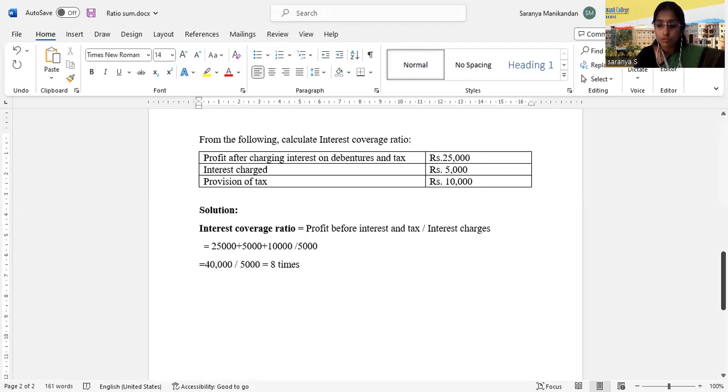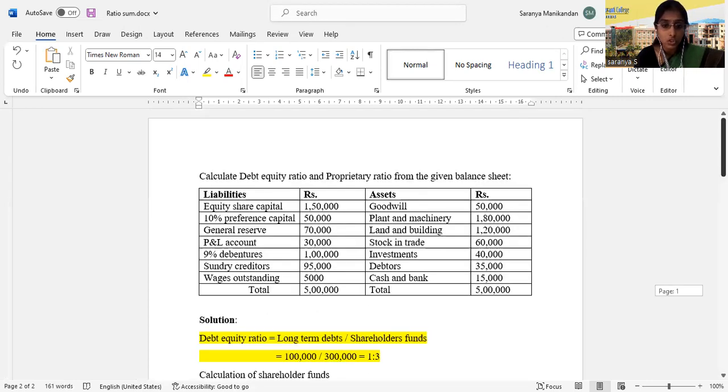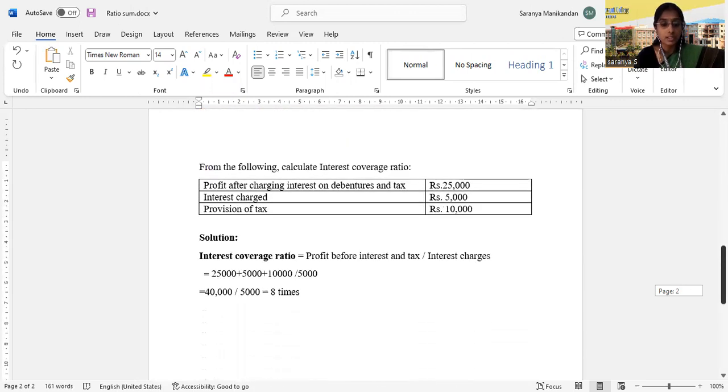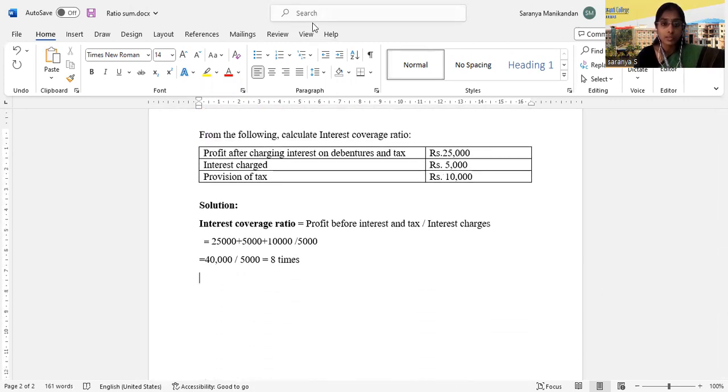Okay, so this is how we should find out the debt equity ratio, proprietary ratio, and the interest coverage ratio. I hope this you have understood properly. Thank you so much.